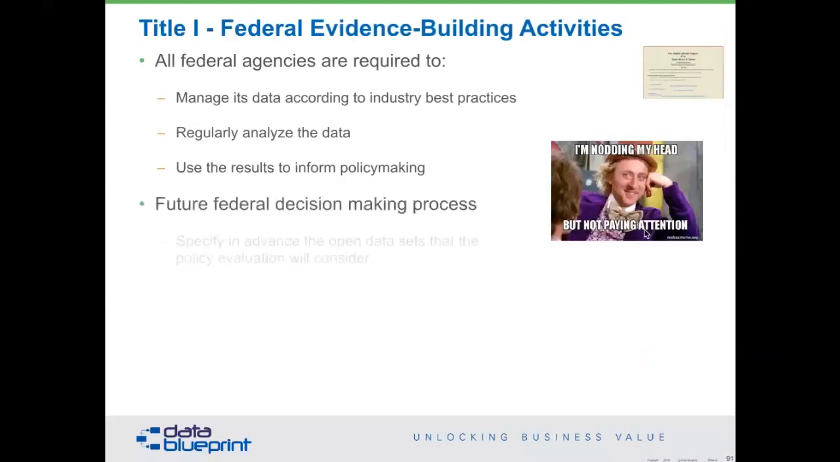But what it really means is that in the future, as people are making decisions for federal government policy, say agency director A decides that policy B should be enhanced in certain ways to enhance the value of the goods and services that the government is helping the private sector produce, they have to specify in advance which open data sets the policy will consider. That is a great use of metadata. I'm going to use this data to evaluate, let's just say school types. Well, here's some data and here's how we're going to evaluate it.